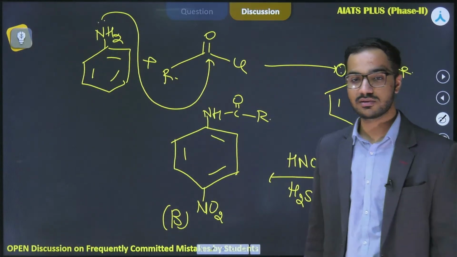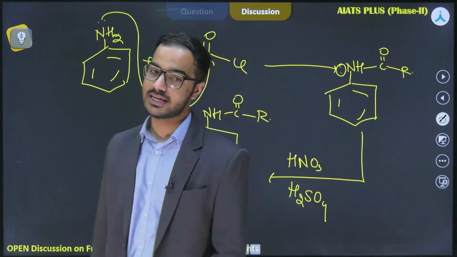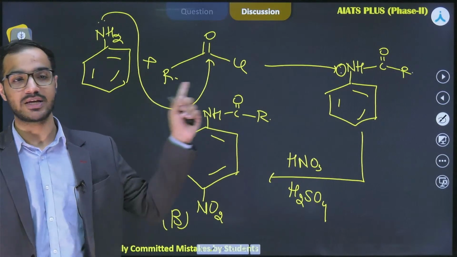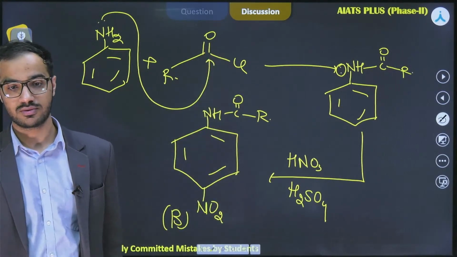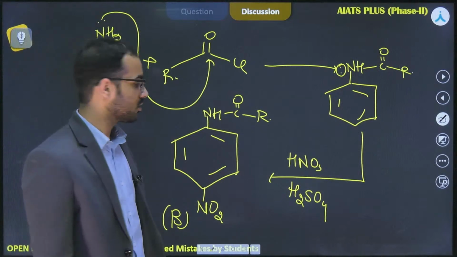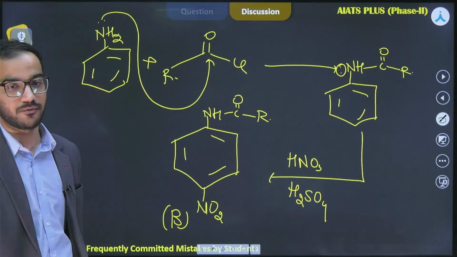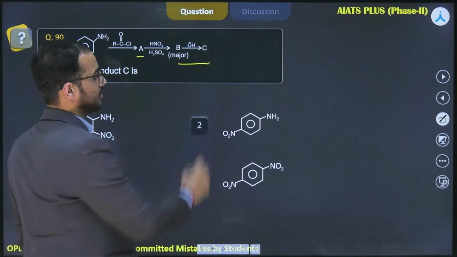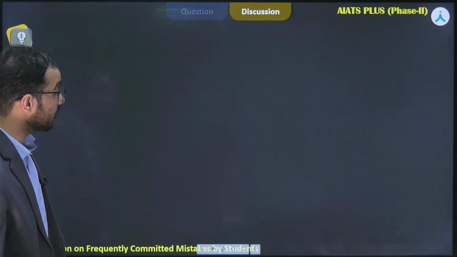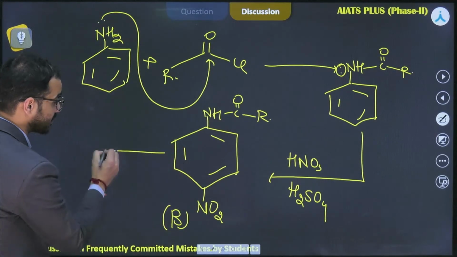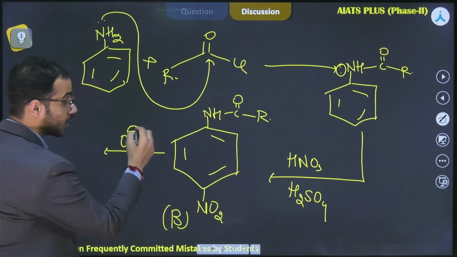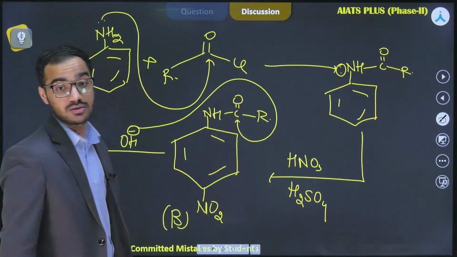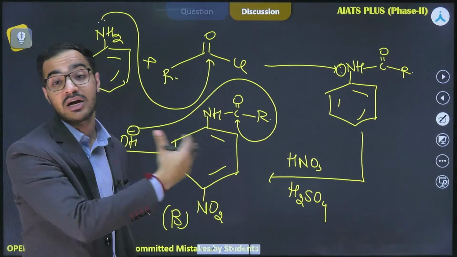Is this clear, guys? Obviously, para is the major product due to less minus I and plus M of nitrogen. Very good. Perfectly right. On reacting B with OH minus, you are reacting the base with this. You can say that there is a demasking here.